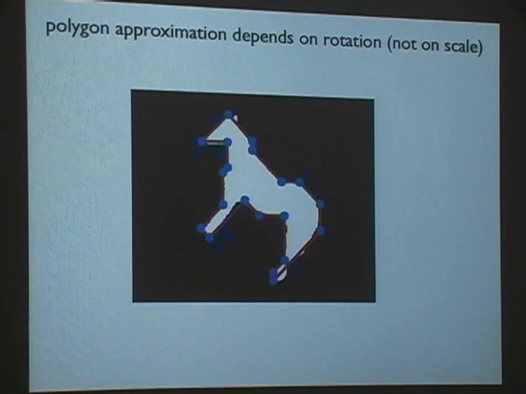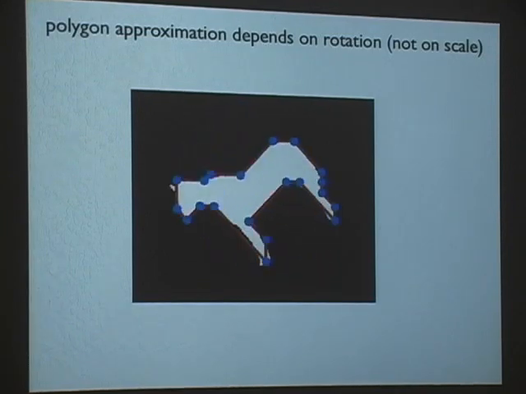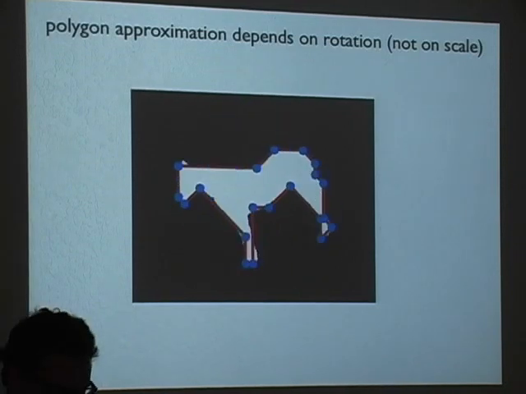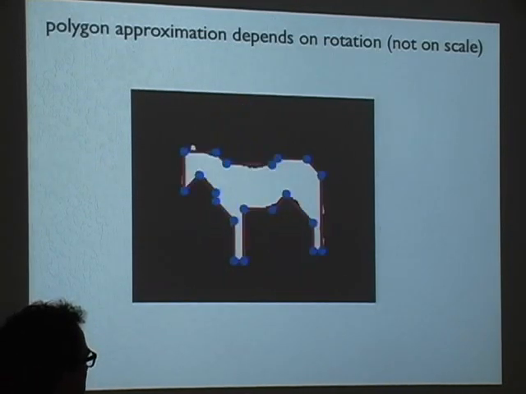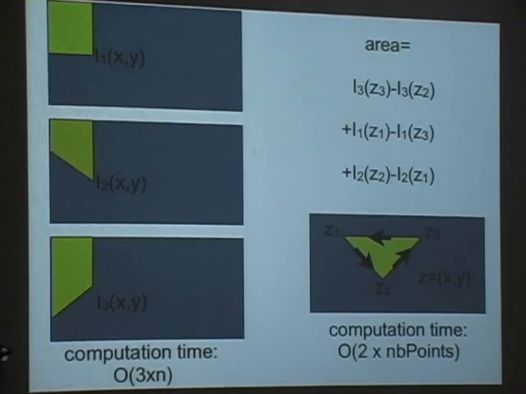This is an example that shows you that polygonal approximation depends on the rotation, but not on the scale. So for each rotation, we're going to have to recompute it. But that's fine because this is pre-computed prior. So we're doing this for faces and for other objects.